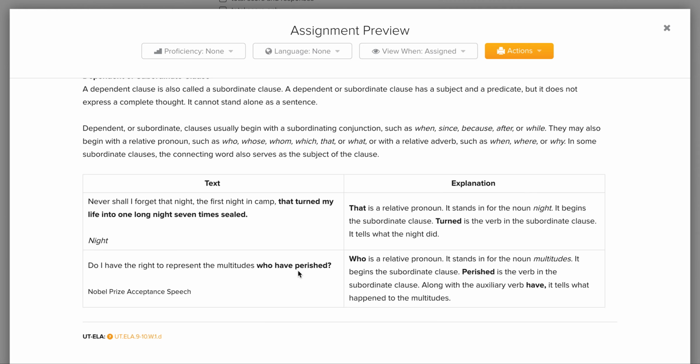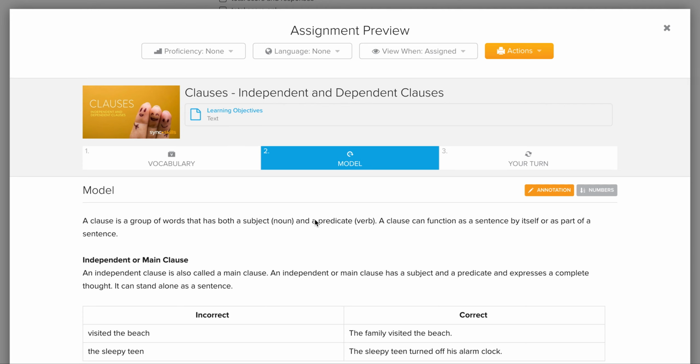That's your predicate. So this certainly qualifies as a clause, but because of the word "who," it requires the rest of this in order for it to feel complete. If I was just to walk up to you and say, "who have perished," you would be left wondering who I'm talking about. So this is why it's dependent on the rest of this to be complete. All right, hopefully I didn't confuse you too much with that.